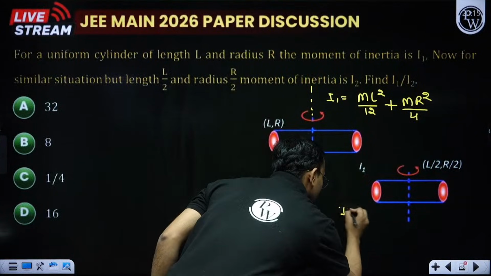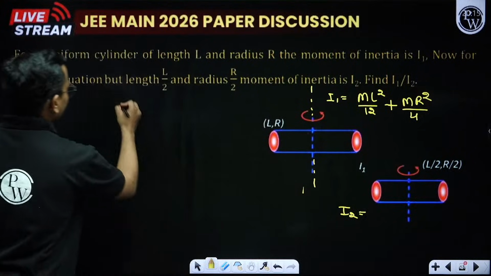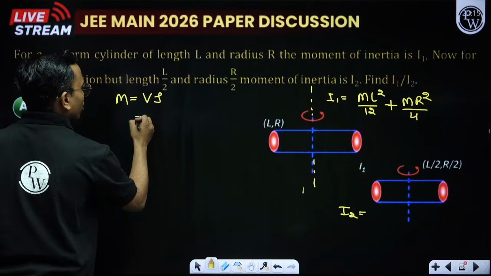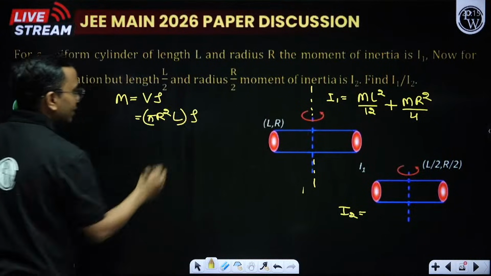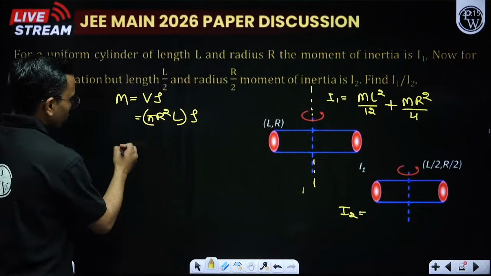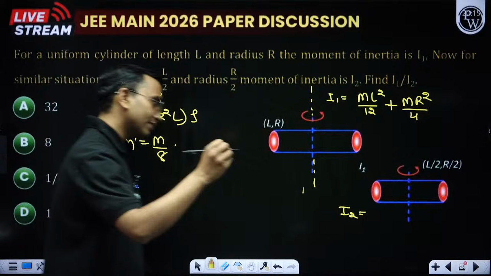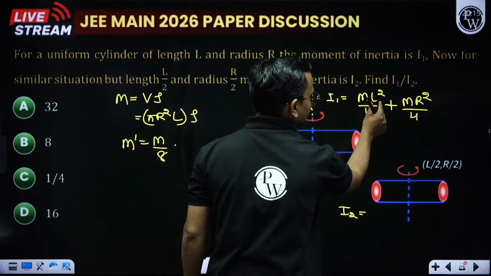Now the moment of inertia will be, what will be the mass, by the way? Here mass we write as volume into the density. Now volume is pi r square L into the density. Radius is 1 by 2, length is 1 by 2, volume becomes 1 by 8th. So my mass will become 1 by 8th, density is the same. So mass becomes 1 by 8 and length is 1 by 2.